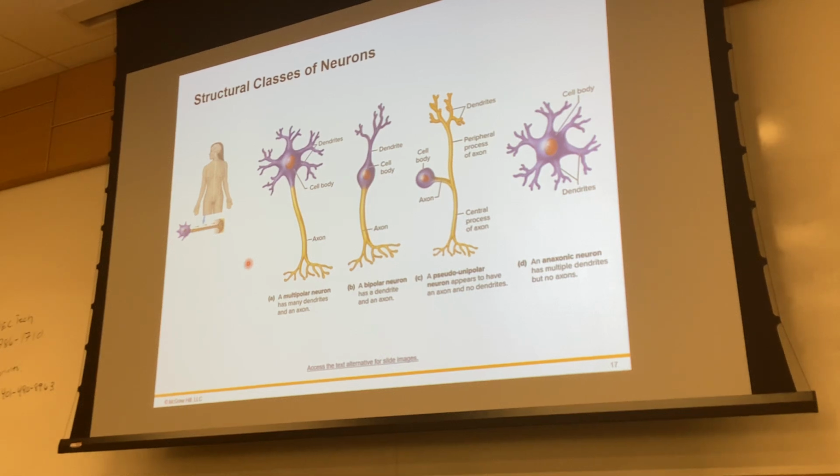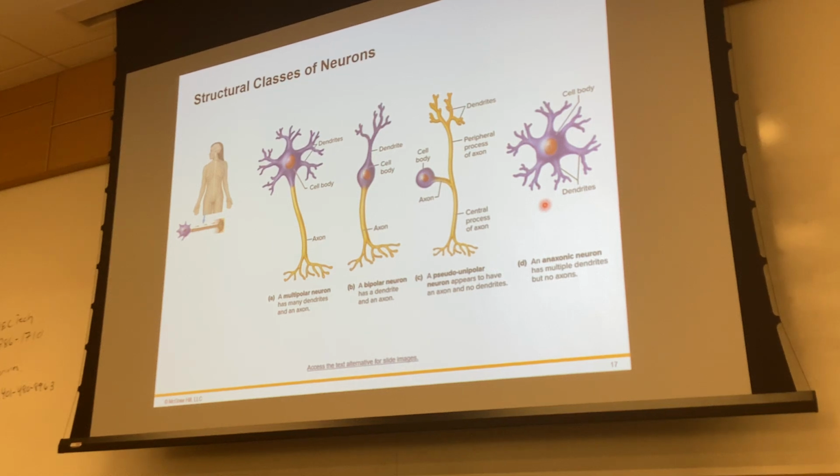On the left-hand side, we have a multipolar neuron. On the right-hand side, an anaxonic neuron. There's a bipolar neuron and a pseudo-unipolar or a unipolar neuron. I'll use those terms, pseudo-unipolar and unipolar, synonymously. They're the same thing. Regardless of whether we're talking about multipolar or anaxonic, bipolar or unipolar, there's definitely going to be dendrites here. If you can't distinguish the dendrites from the axons, then it is what this neuron will be like here.